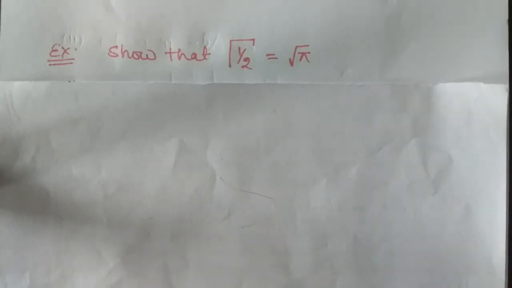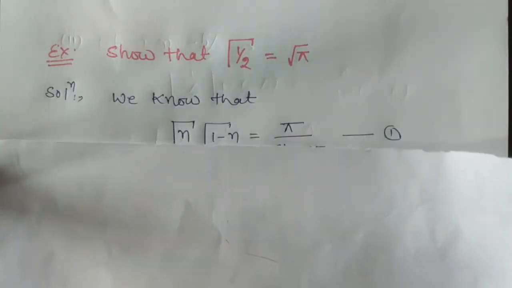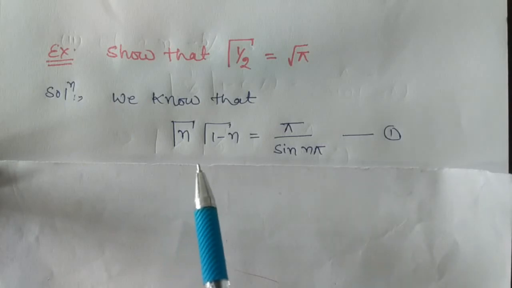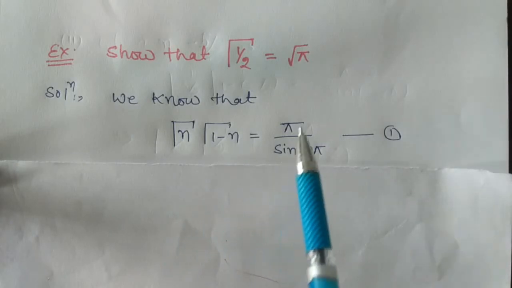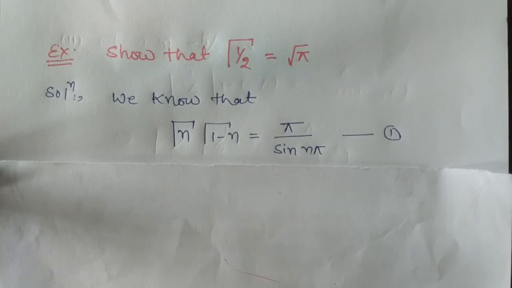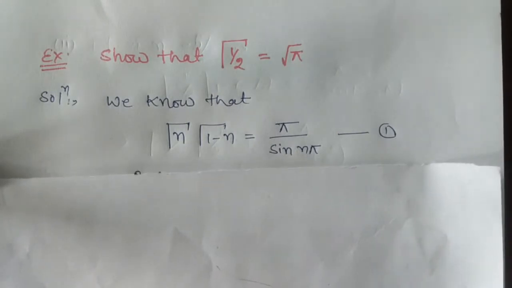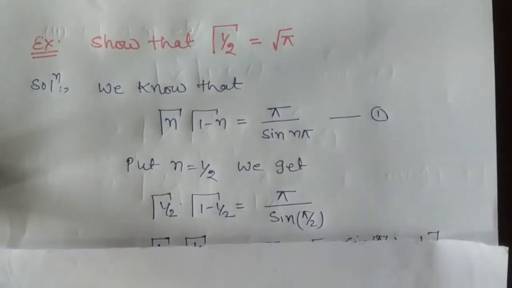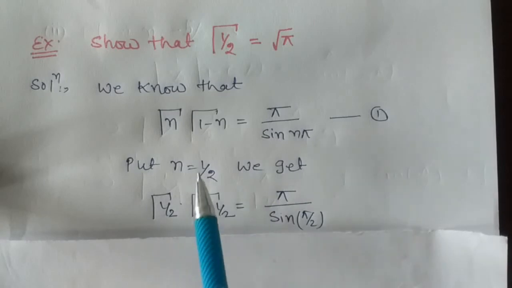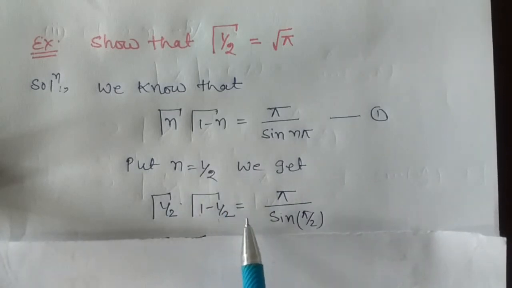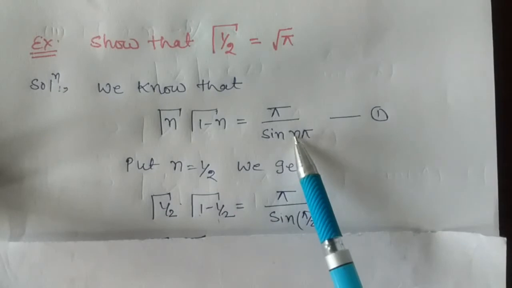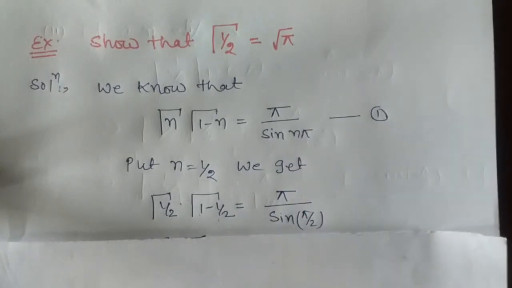Show that gamma half is root pi. Now to establish this relation, we use the result that gamma n into gamma 1 minus n is equal to pi upon sine n pi. Now put n equal to half, then we get gamma half into gamma 1 minus half is equal to pi upon sine 1 by 2 pi, that is pi by 2.